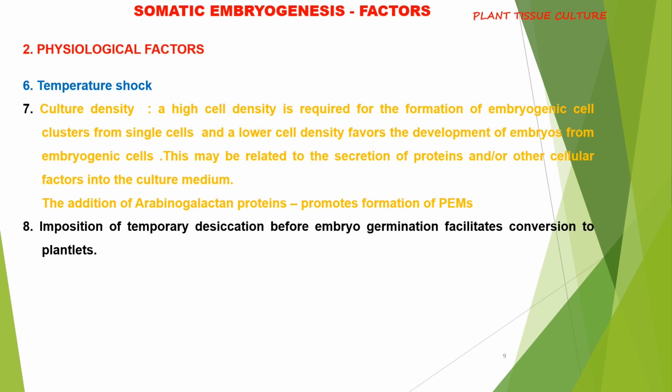Addition of arabinogalactan proteins is found to promote somatic embryogenesis. A temporary desiccation period before regeneration facilitates regeneration of embryos to plantlets.